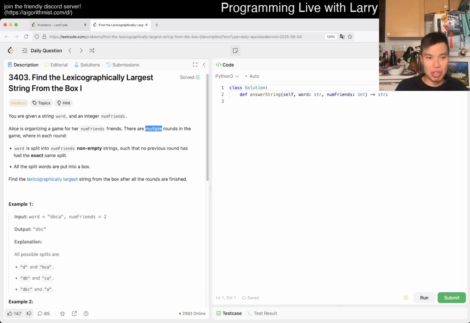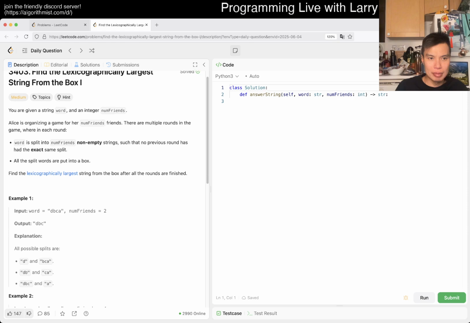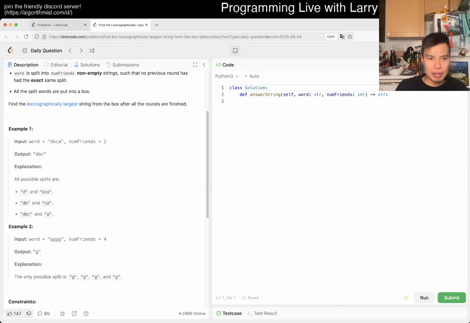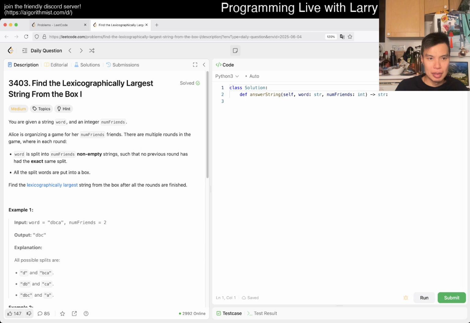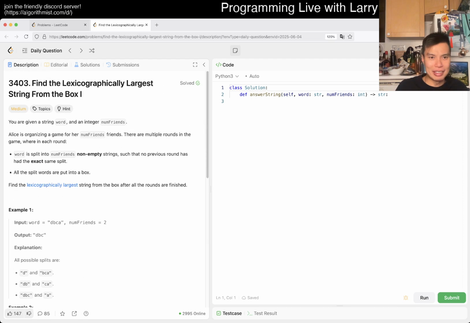Honestly, I don't know what I'm reading. What does that mean? Multiple rounds where each round, but how many rounds? Okay, you have two friends. Huh? Am I having a brain damage issue? I don't know what this problem is asking, and I don't know if they proofread this. Alright, you are given a word and an integer.